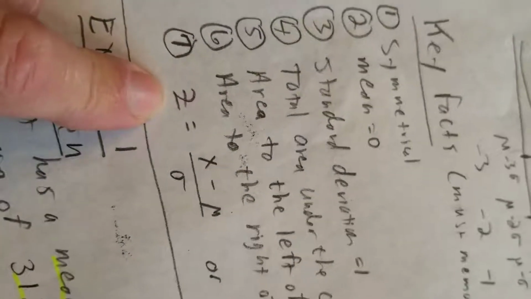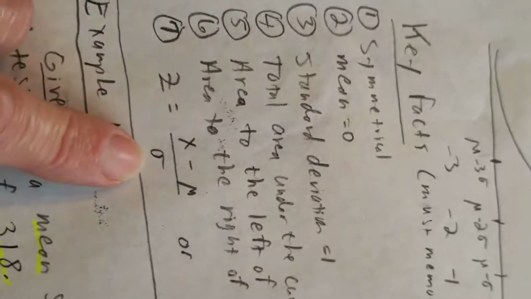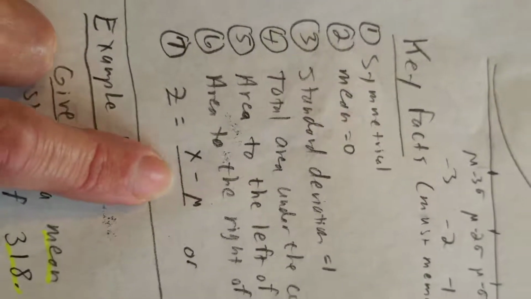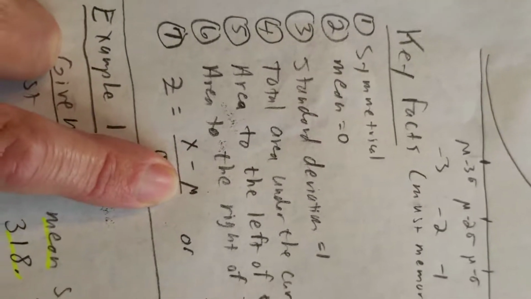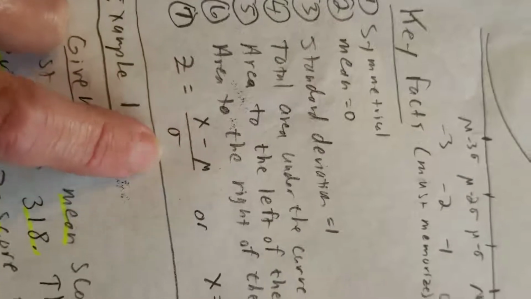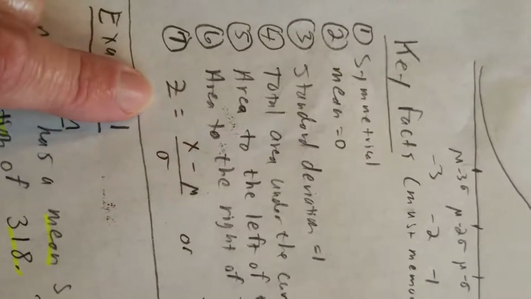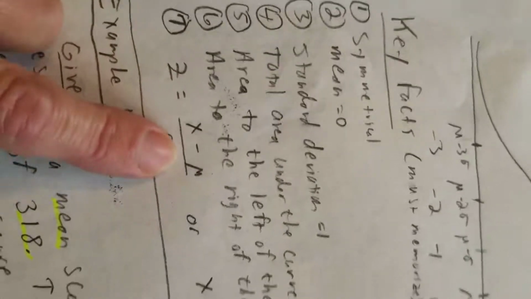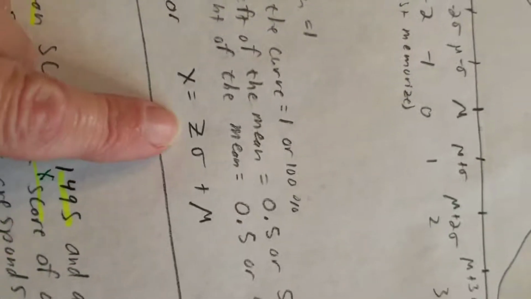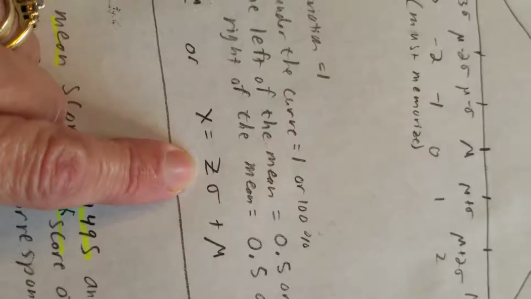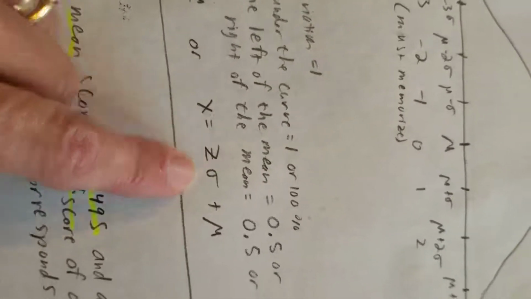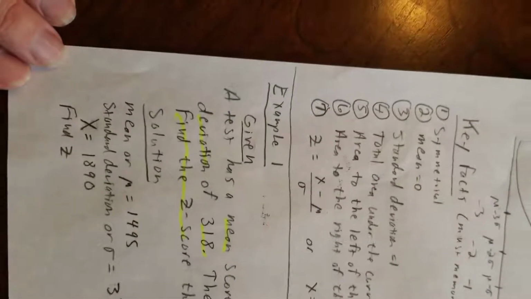Okay? The last thing I want to focus on is the formula for Z. So Z is equal to the number of standard deviations between your given X value and the mean of the distribution. In other words, X minus mu over sigma. Sometimes we're given X and told to find Z. Sometimes we're given Z and told to find X. If you're given Z, this is the same formula rewritten. Okay. Now let's do an example using this formula.